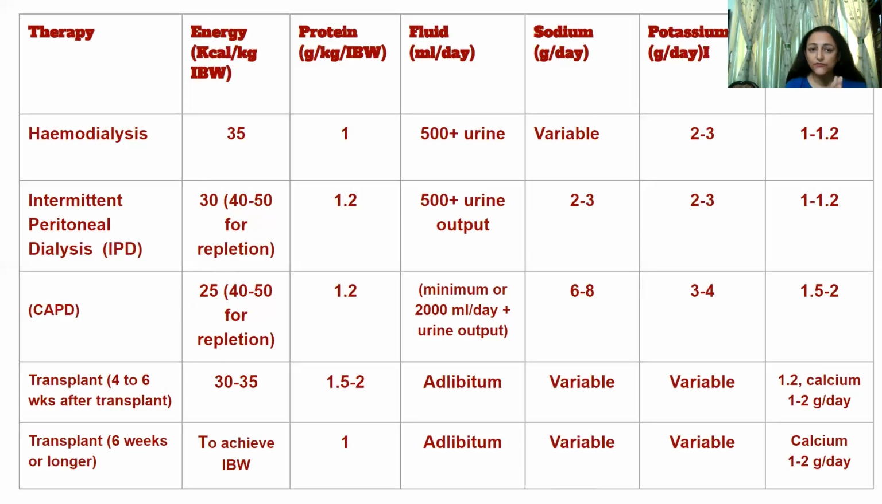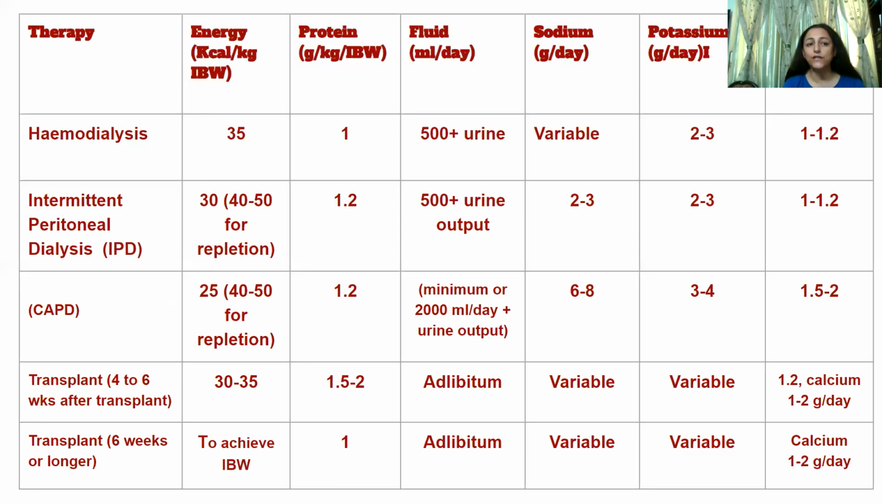And for protein, for hemodialysis it is 1 gram per kg body weight, it's normal. We are not restricting protein now, because there are losses which are going to happen in the dialysis process. For intermittent peritoneal dialysis, that is IPD, it is 1.2. For CAPD, it is 1.2. And for transplant, we have to give very high protein. For around 6 weeks, it is 1.5 to 2 grams per kg ideal body weight. And after 6 weeks, it is returned to 1.